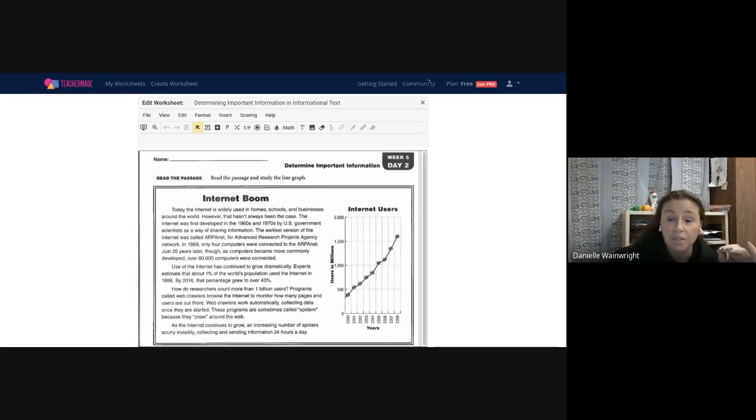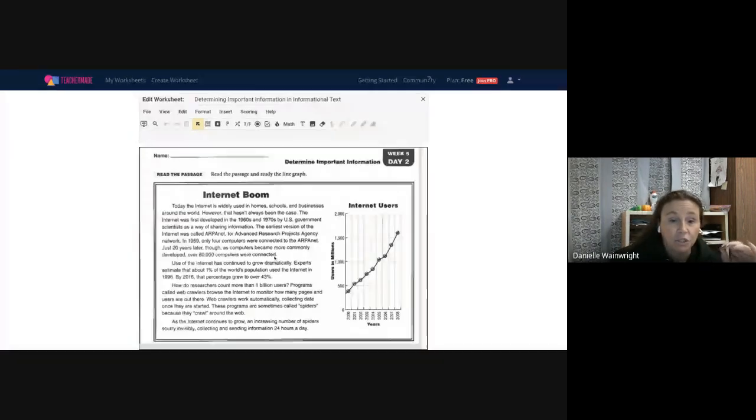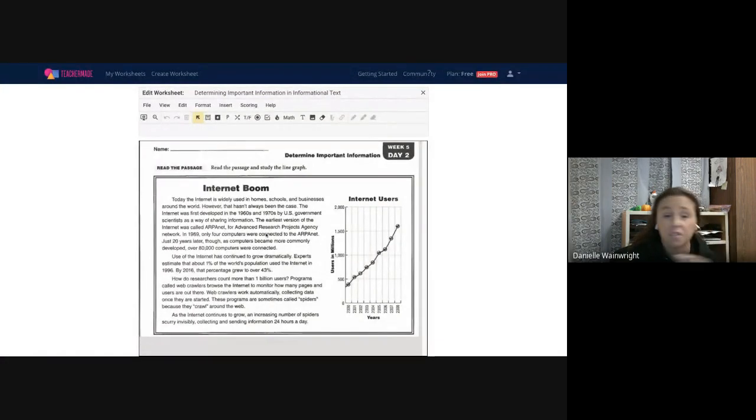If you were to say it was about the beginning of the internet, you'd only be talking about one part of this article. So that would not really work. If you were to talk about how many people use it now, again, you'd only be talking about one part of it. So really, it's about the growth of the internet and how it's progressed. So that's kind of our main idea.